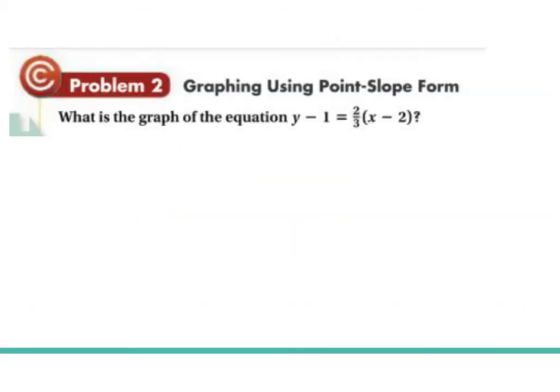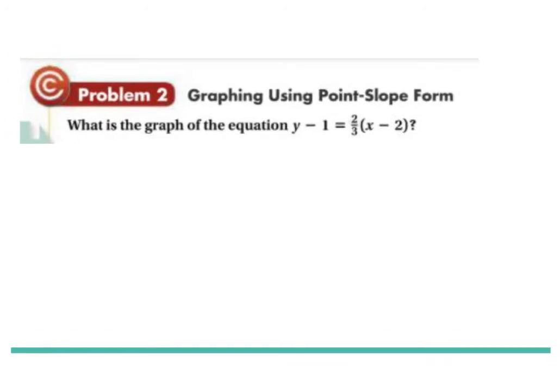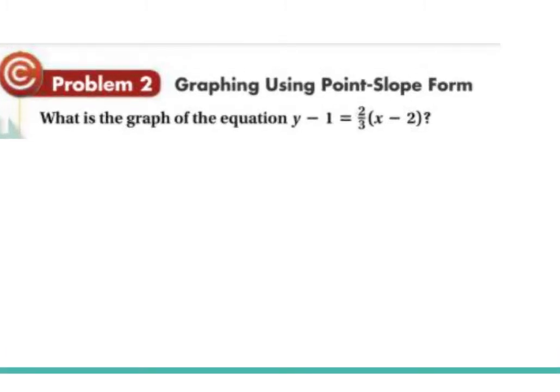The next part is graphing using point slope form. When we graph using point slope form, all we're going to do is plot the point x1, y1, and then use that slope to come up with the next point. What's my slope here, if this is point slope form? Good. m equals 2/3. How'd you know that? Because the slope is m. Very good.